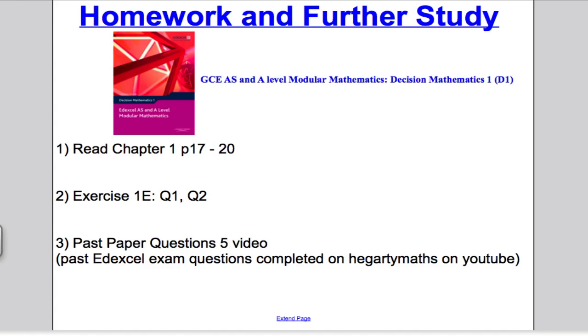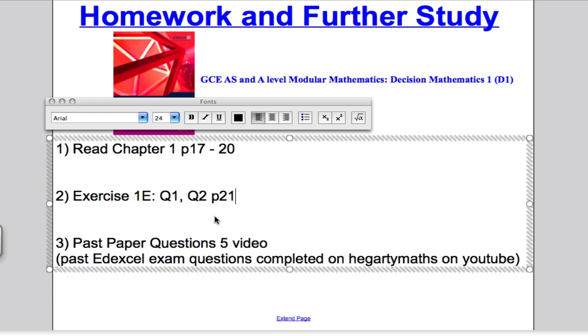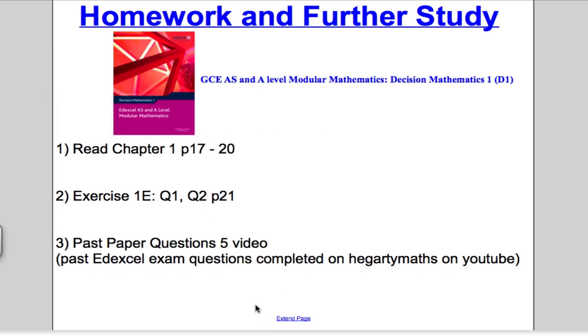So what I'd like you to do for your homework is read through chapter 1, page 17 to 20, just to consolidate the knowledge and work through the examples. Do exercise 1E, questions 1 and 2, and that would be on page 21. And lastly, do the past paper questions, video 5, on the past exam questions that have come up on bin packing, just to consolidate your knowledge from an exam point of view.